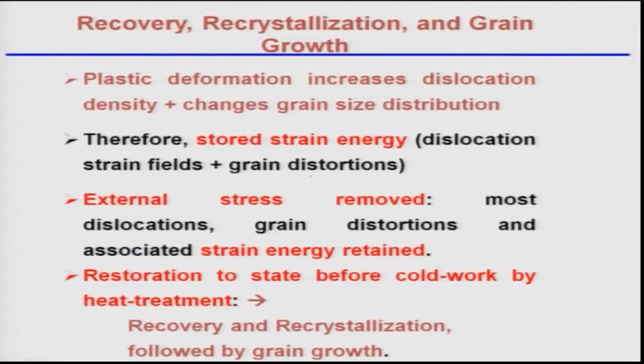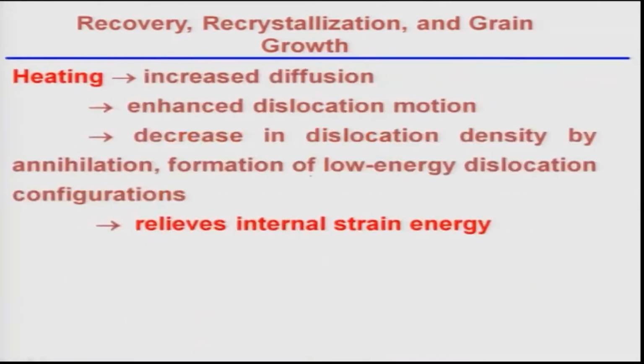Basically the first thing that happens is that the stored energy which is there in the material gets relieved because of these processes. External stresses are removed, but the stored energy which is because of the dislocations gets relieved during recovery and recrystallization, and finally the grains grow in grain growth. So what does heating actually do? Heating increases diffusion, obviously, because you are providing energy to the system, and this diffusion leads to a change in the arrangement of the point defects.